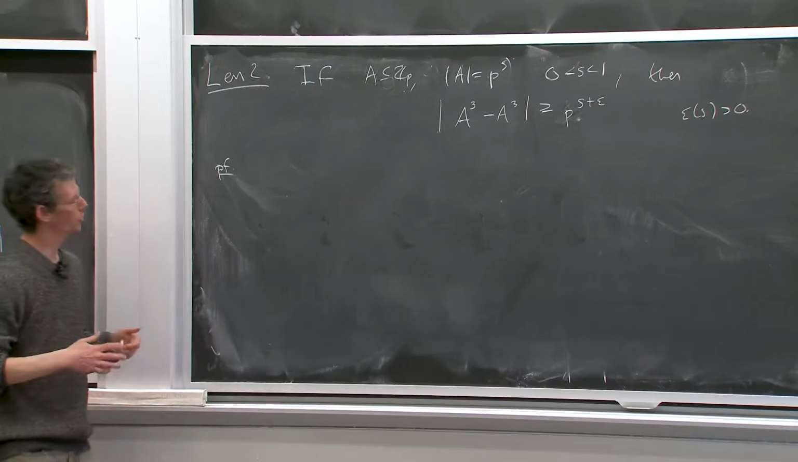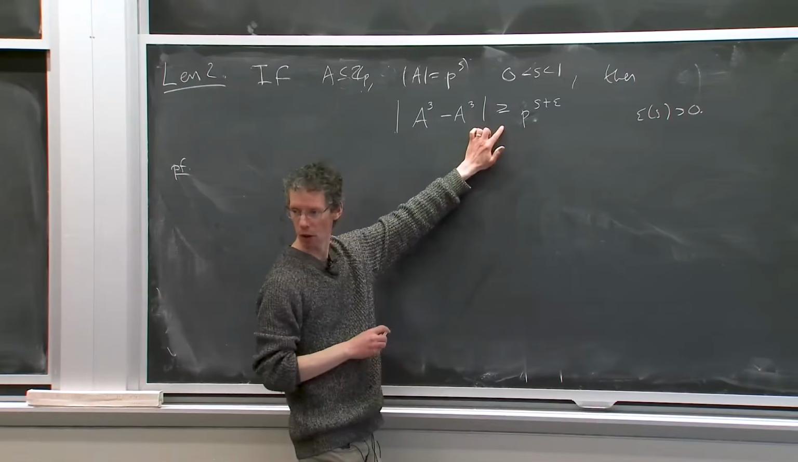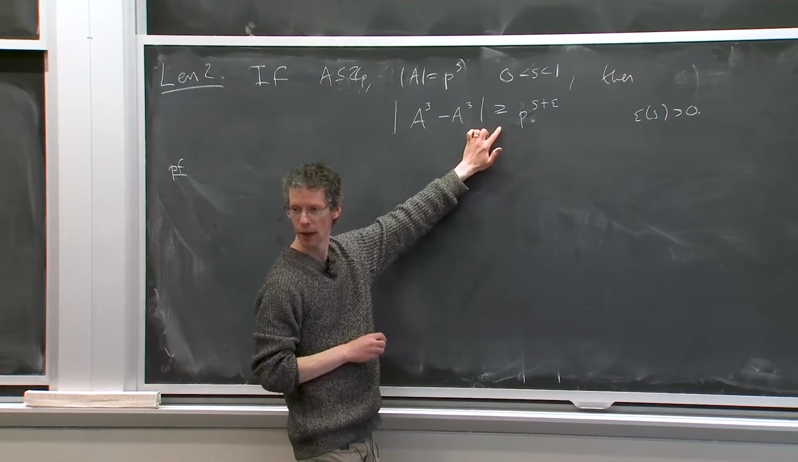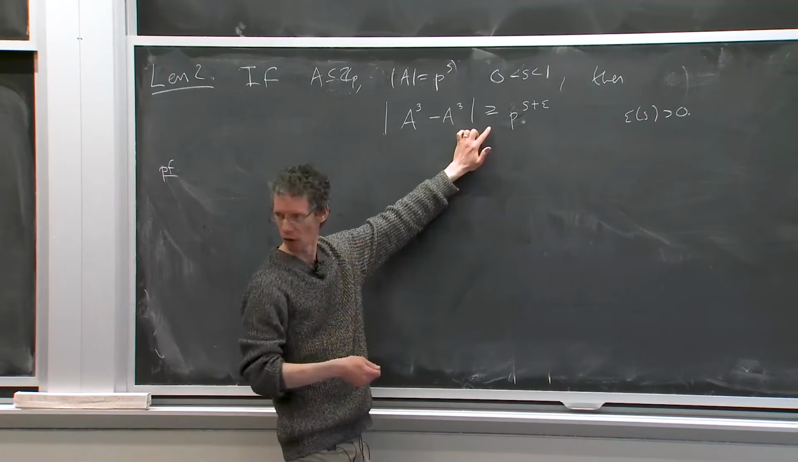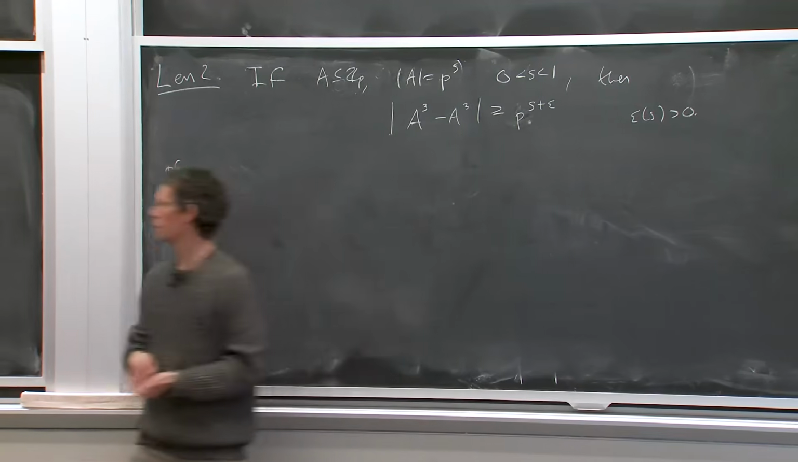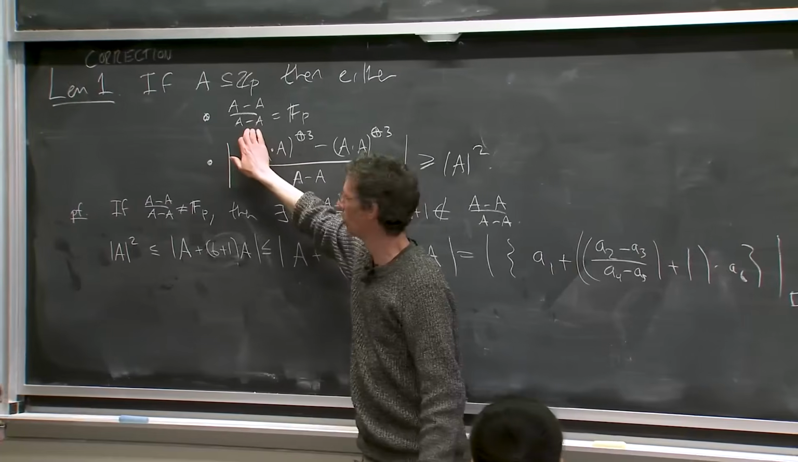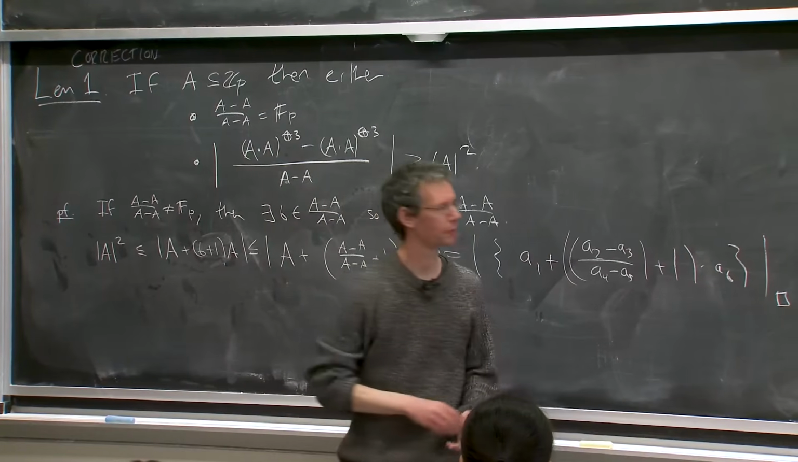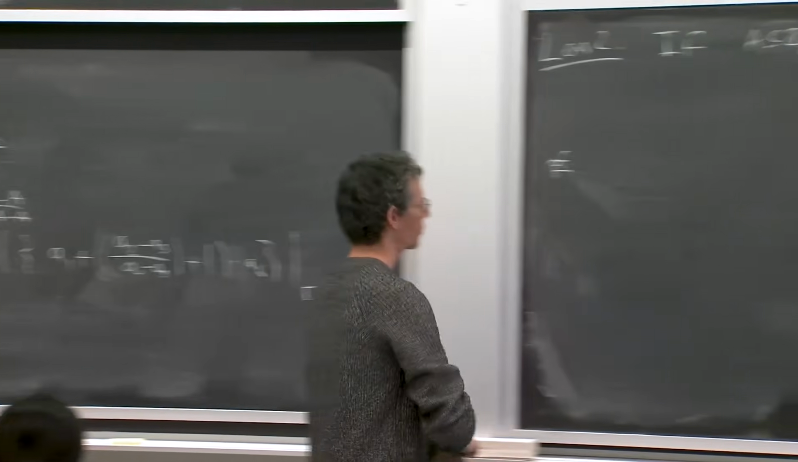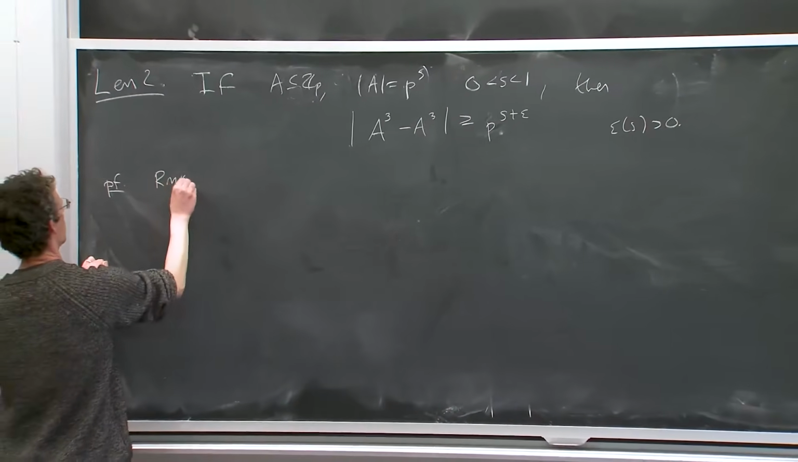What we're going to do is suppose that this is not true, so this thing is quite small. Then we'll keep using Plünnecke and Ruzsa, and we'll see that many other things are small. Eventually we'll see that this thing is small, and this thing is small, which is impossible by Lemma 1. OK. So let's start with a remark.